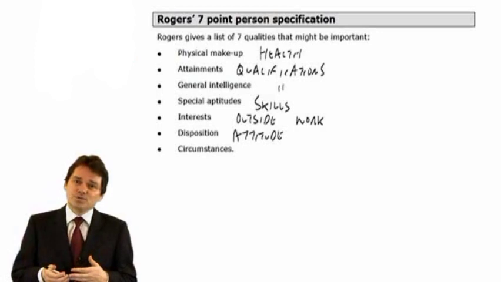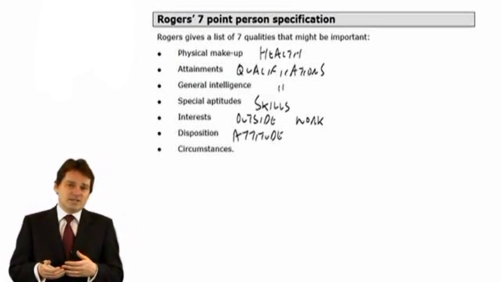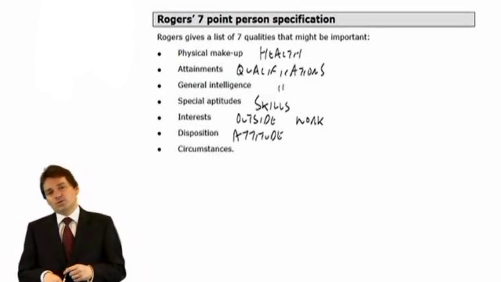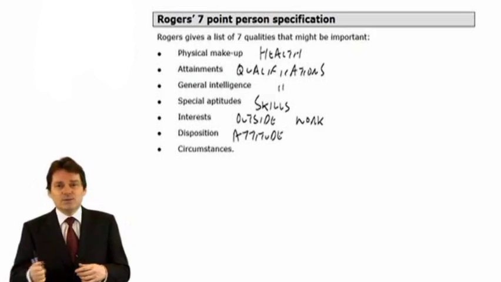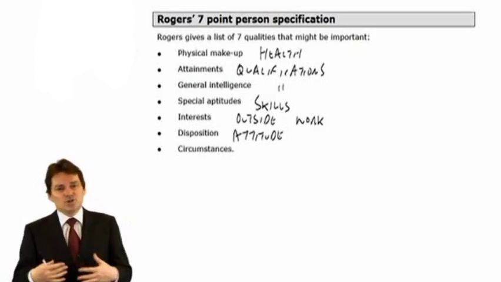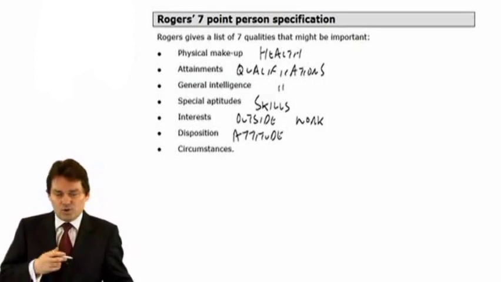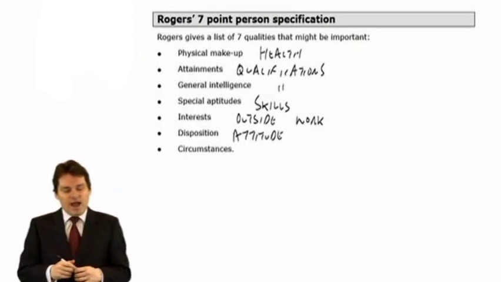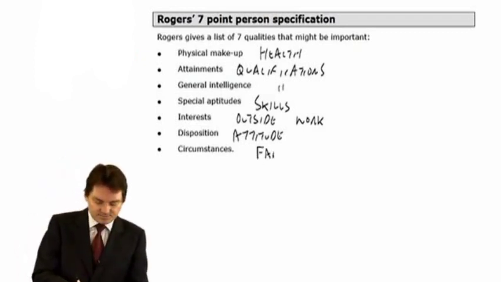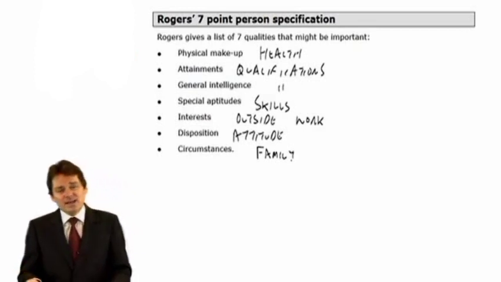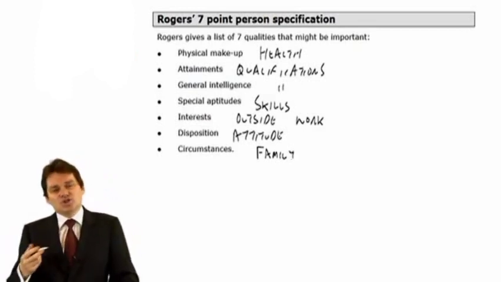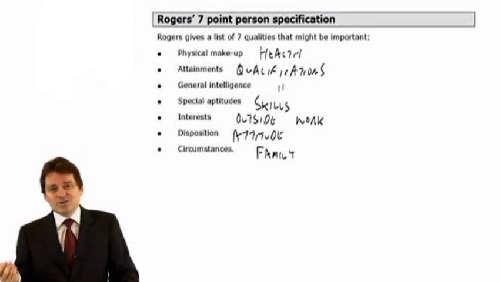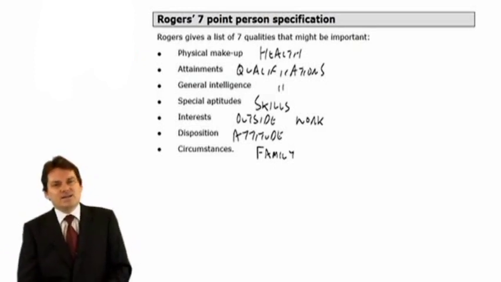Now, there are lots of jobs, particularly things like service industries, where you are dealing with customers, where that would be a particularly important one. Are you happy at dealing with customers? Are you friendly? Are you approachable? So your disposition could be a particularly important thing. And finally there, your circumstances. That would mean things such as, do you have a family? Because that might affect your ability to work certain hours, or when you would be available to come and maybe work unsociable hours. So circumstances might make a difference.